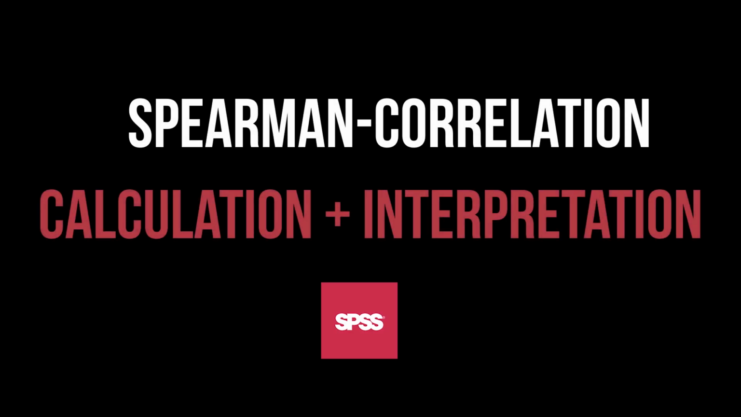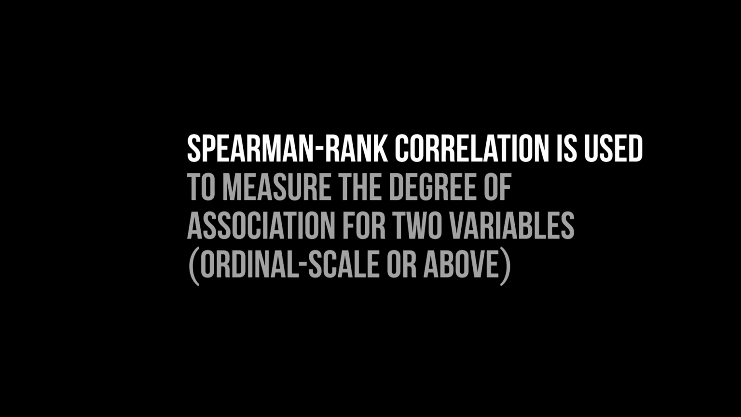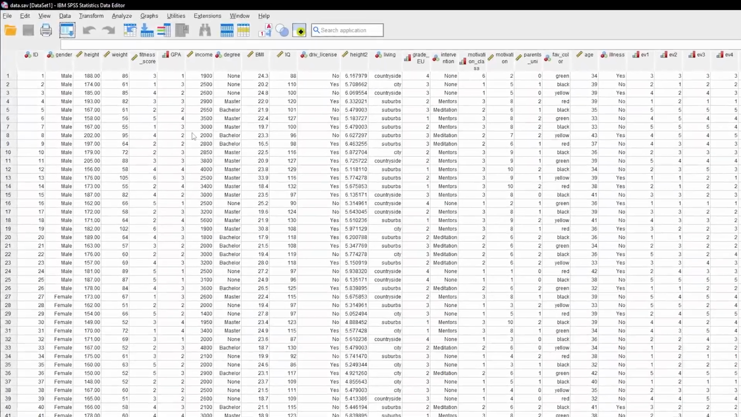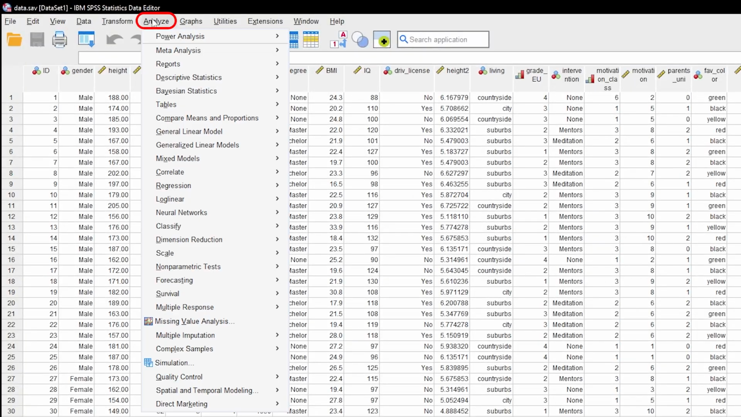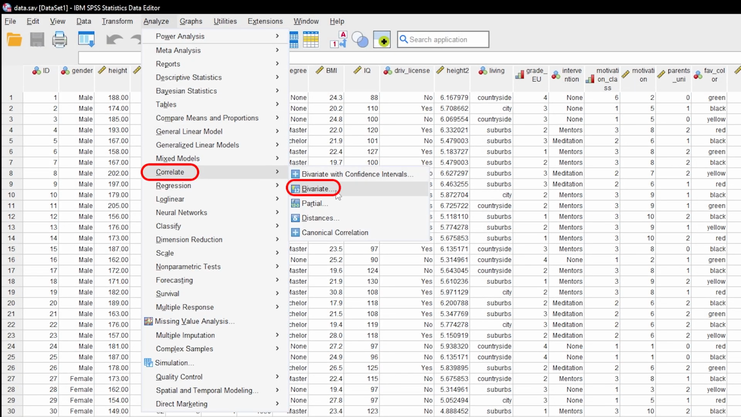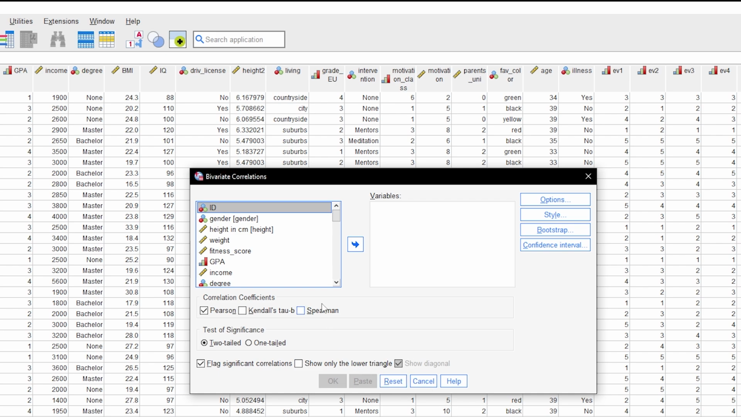This tutorial shows you how to conduct a Spearman rank correlation in SPSS. The Spearman rank correlation can be used for variables on an ordinal scale or above. To conduct the Spearman correlation in SPSS, go to Analyze, Correlate, Bivariate. I will put 3 variables into the analysis: height in centimeters, weight, and income.